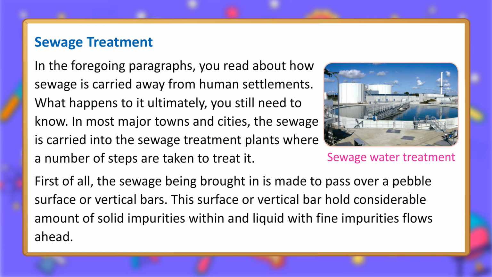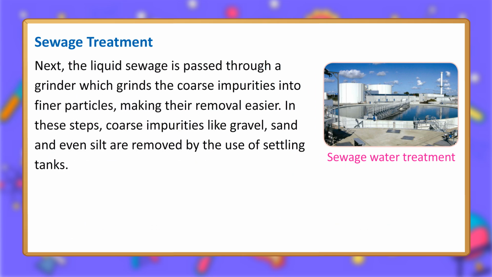First of all, the sewage being brought in is made to pass over a pebble surface or vertical bars. This surface or vertical bars hold a considerable amount of solid impurities and liquid with fine impurities flows ahead. Next, the liquid sewage is passed through a grinder which grinds the coarse impurities into finer particles, making their removal easier. In these steps, coarse impurities like gravel, sand and even silt are removed by the use of settling tanks. Sewage water treatment.